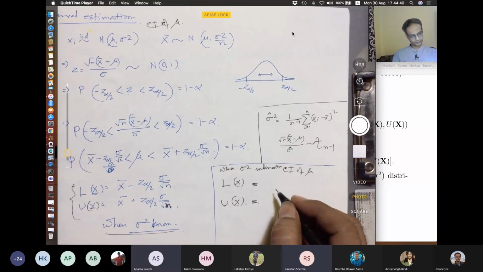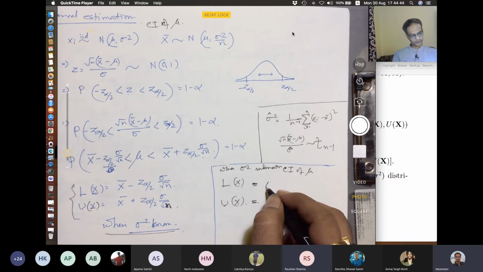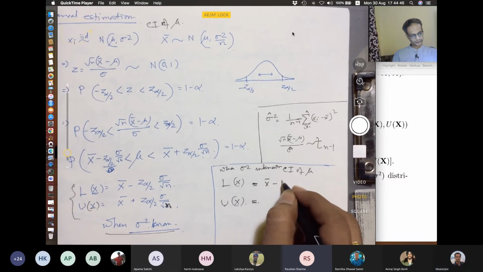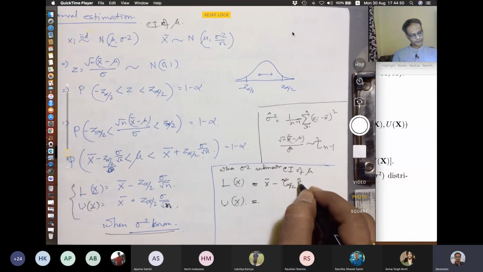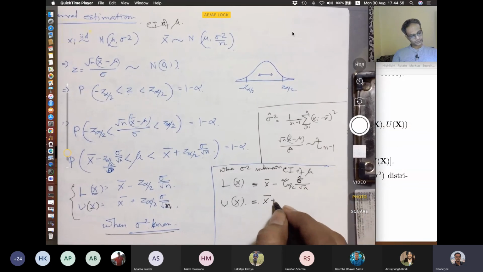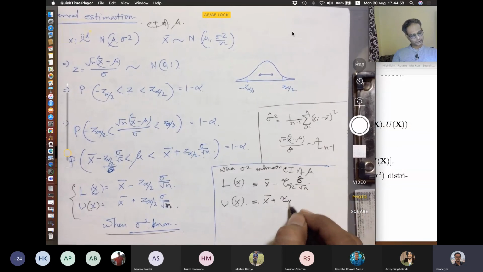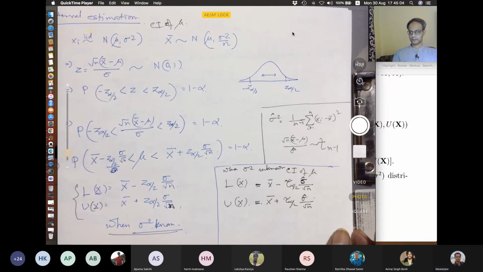And sigma will be replaced by sigma hat. So this will be t alpha by 2. Let me write it: x bar minus t alpha by 2 sigma hat divided by root n, and x bar plus t alpha by 2 sigma hat by root n. Only that much. Very simple.